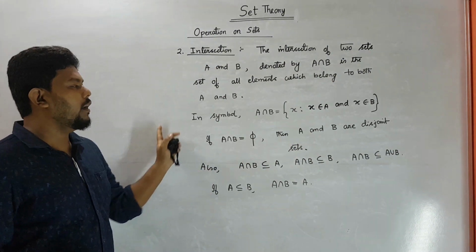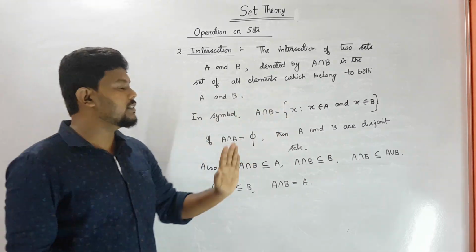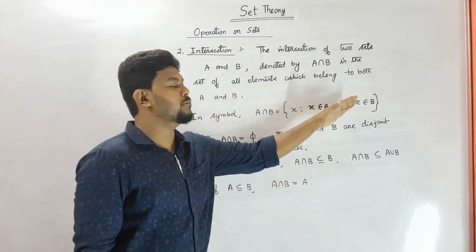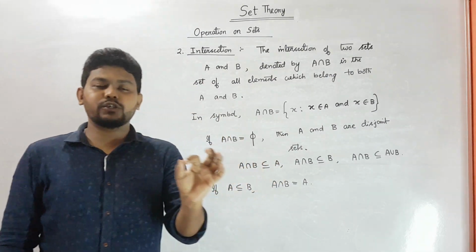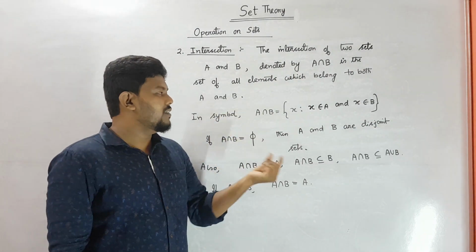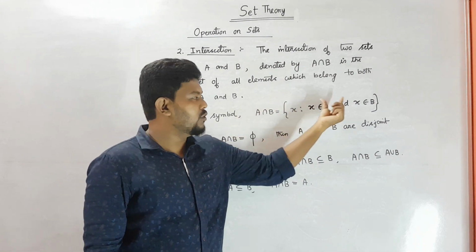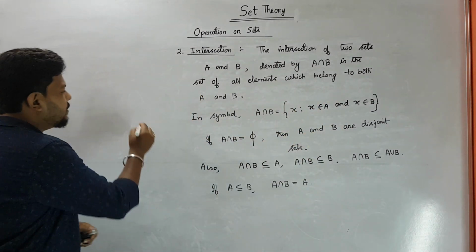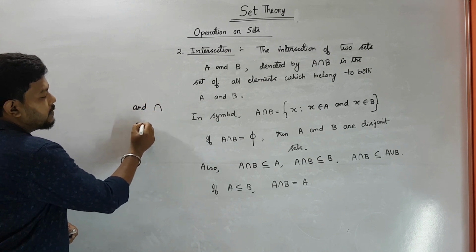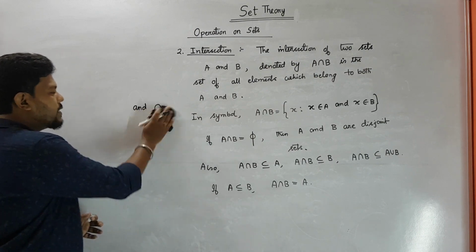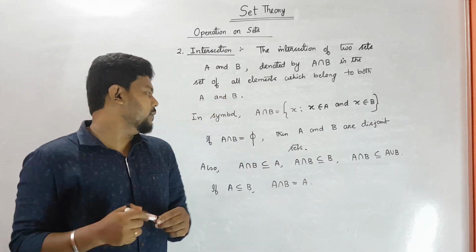In symbols, you can write A intersection B is equal to {x such that x belongs to A and x belongs to B}, where x represents any element of set A intersection B. In set-builder method, it represents the set of all x which belongs to A and which belongs to B. AND means intersection, and OR means union. When I say AND, it means intersection, and when you say OR, it means union.